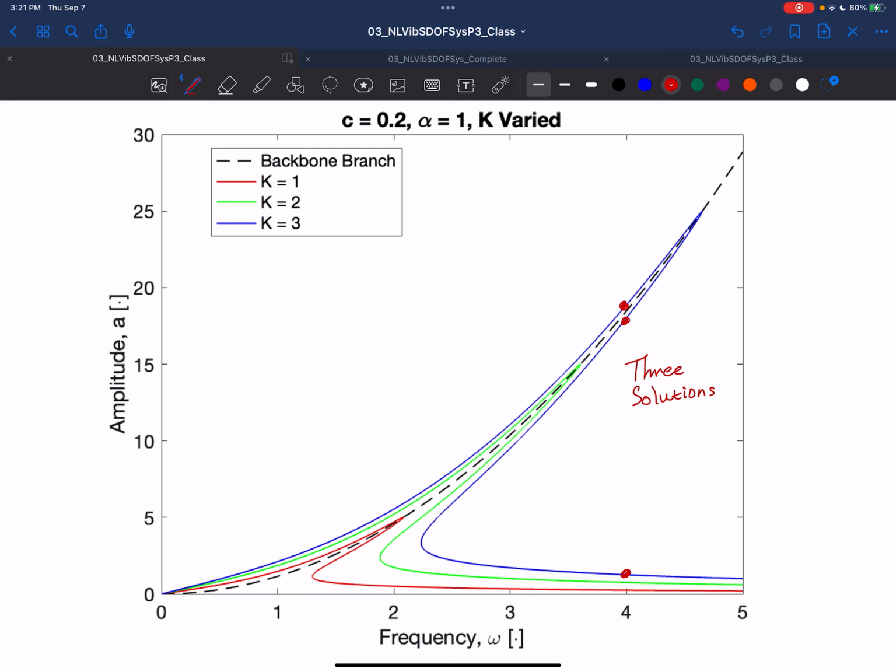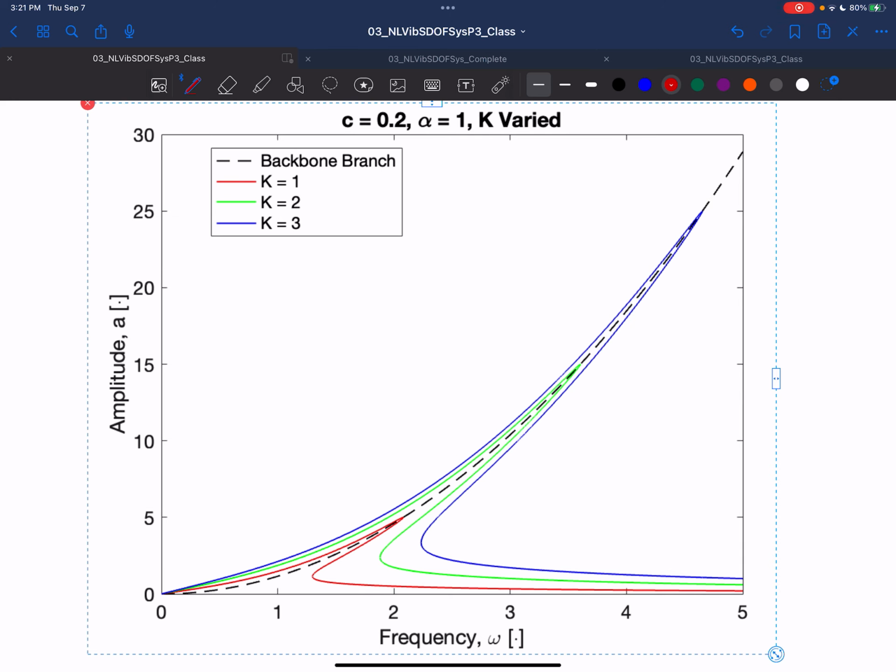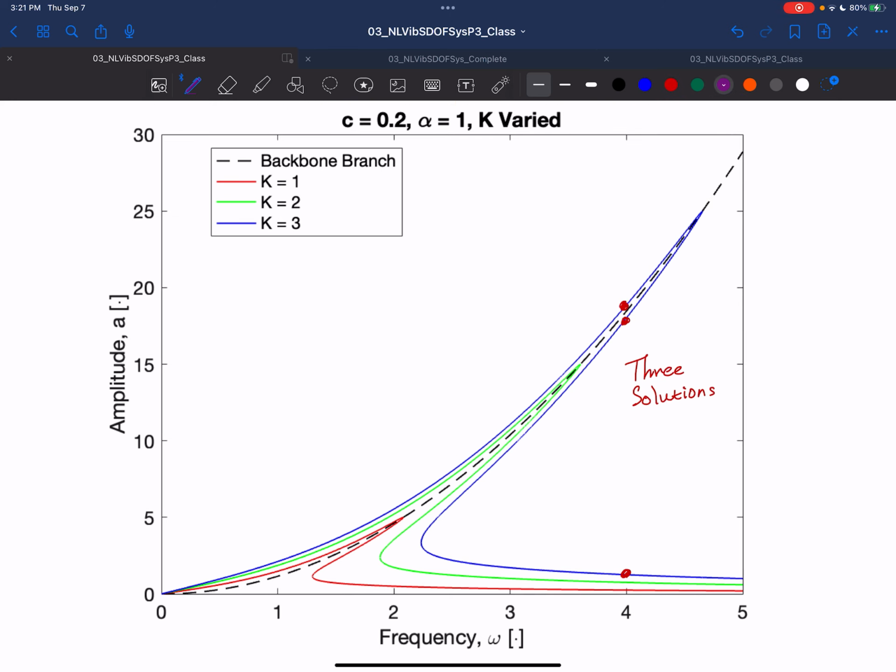And then also I'll add here, we'll draw this in purple, but the branch right down here is an unstable branch, and you can study the stability by looking at the equilibrium points of the slow flow equations that we found before. And the same thing here, this branch is unstable. And same with the blue, although I'm not going to draw it on the blue curve.